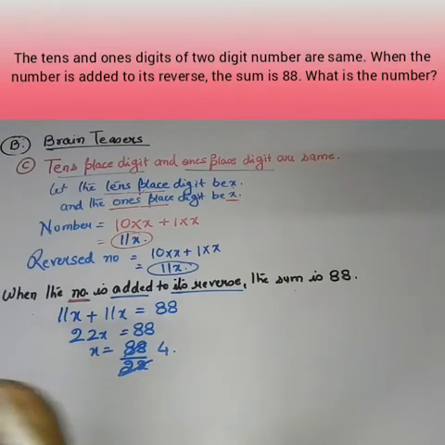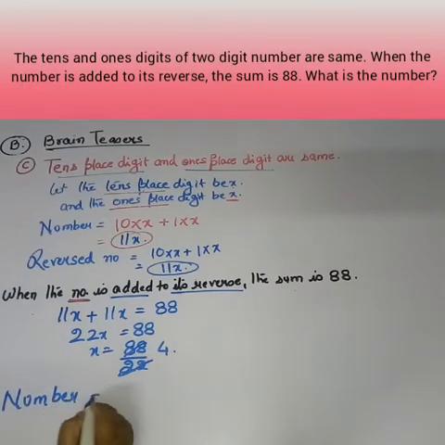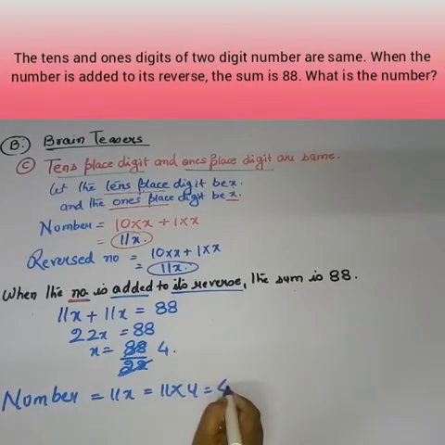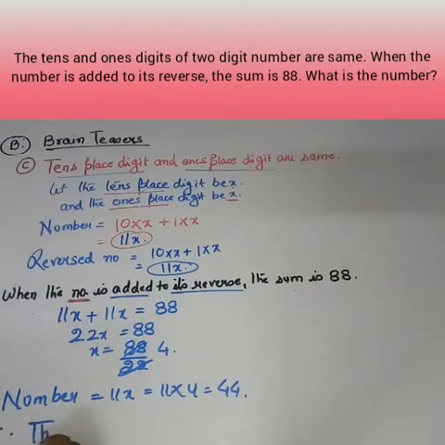We have to find the number, so the number is 11x. So I will write here 11 into 4, that is 44. So we'll write here, therefore the number is 44.